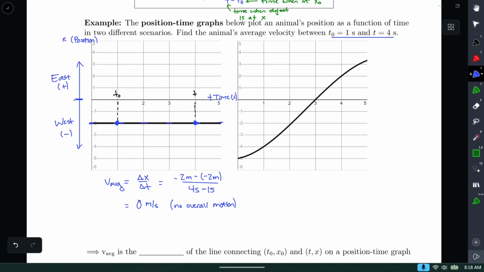Okay, now we'll do the same over here. So I need to find the average velocity between 1 second and 4 seconds. So this will be my t0 again. This is my time t. I want you to take a second to try and find that average velocity, and just looking at the graph, see if you can predict whether it's going to come out positive or negative and what that means. Is it 2 meters per second?